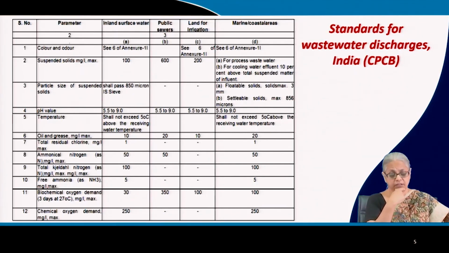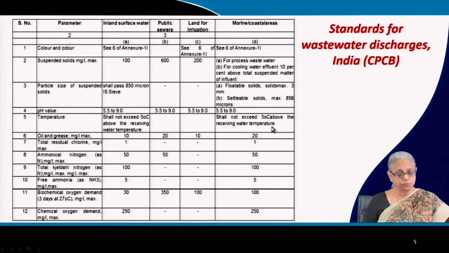And there are, like I said, several issues which I'm not going to go into here, but that was one major issue that I wanted to highlight: these are 4 different categories of standards depending on where the wastewater is to be discharged. That is one point. And then we have ammoniacal nitrogen, total Kjeldahl nitrogen, free ammonia, biochemical oxygen demand for 3 days at 27 degrees centigrade, and the chemical oxygen demand. So all the parameters that I showed you in the previous slide, the discharge standards for each one of them are shown over here.